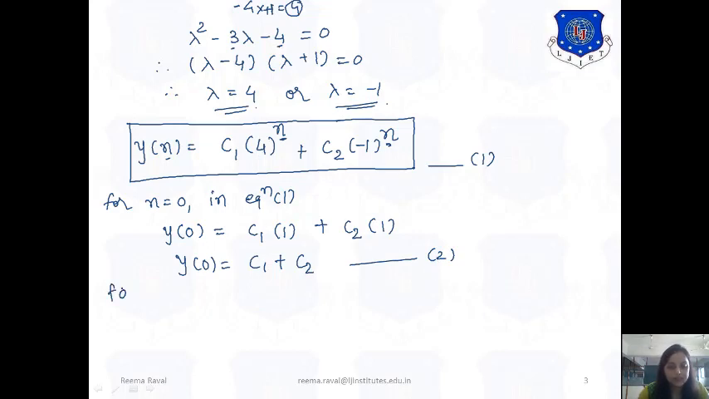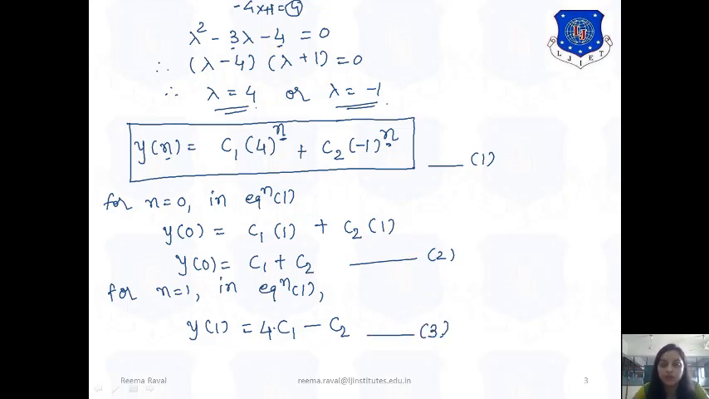Now we will place n equals 1 in equation number 1. So that will be y of 1, that is equals to C1 into 4 raised to 1, that means 4, so it will be 4C1 minus C2. Why? Because here it will be minus 1 raised to 1, that will give minus 1, so minus 1 into C2, that is minus C2. So y of 1 equals 4C1 minus C2. This is equation number 3.